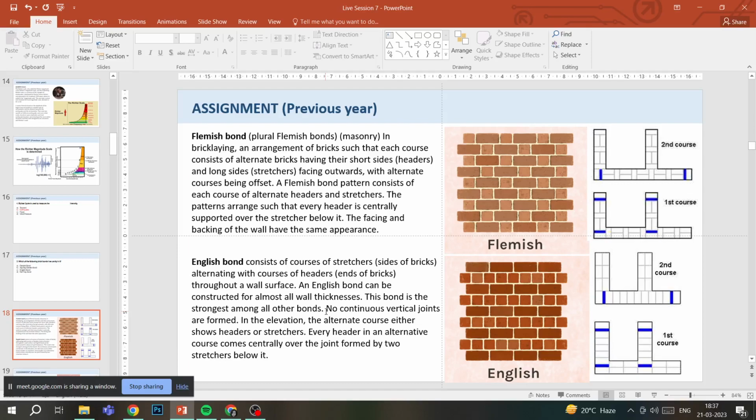One header, one stretcher, one header, one stretcher, and then all the courses have this similar layer. And in Flemish bond, the first layer and the third layer look identical, while the second layer and the fourth layer look identical. So that's how it is made.